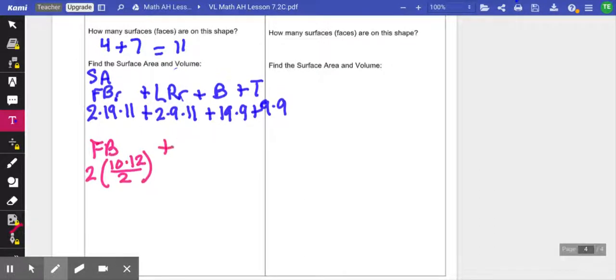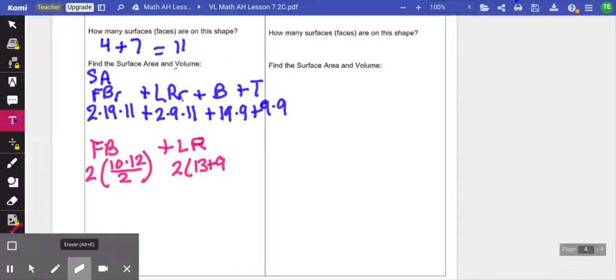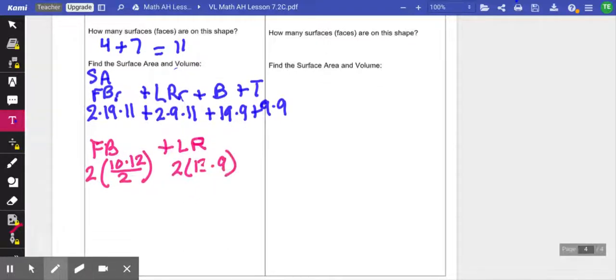And then I have a left and a right. Left, right. Okay, and the left and right on the triangles are 13 by 9s. 2 times 13 times 9. Oops, I put a times. That should be multiplied. Okay, and then I have to go through and calculate all these lovely numbers.